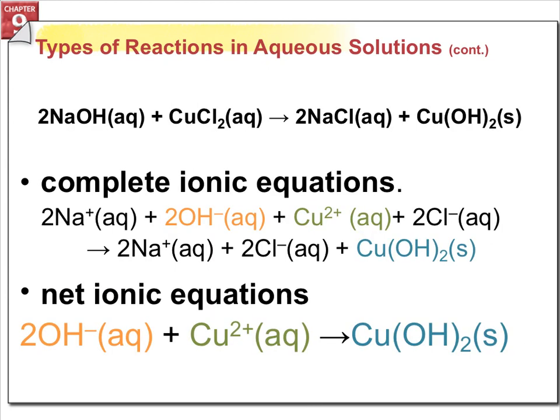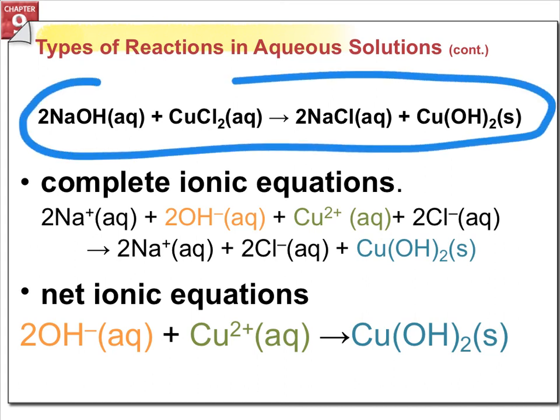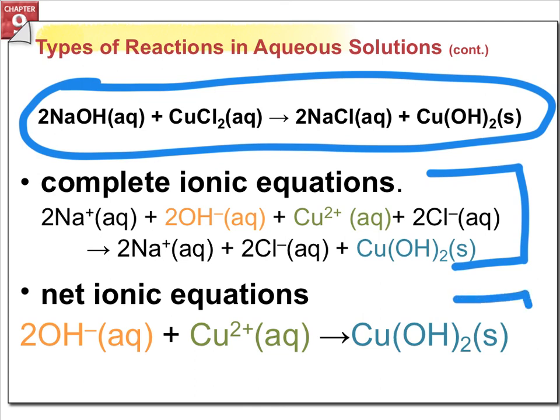All right, so here's just a comparison, okay? This is the complete reaction like you would write if you were writing a double replacement. This is the complete ionic equation where you give just every tiny little part broken down as much as you can, okay? And this final net ionic equation is where you only write what's happening in that part.